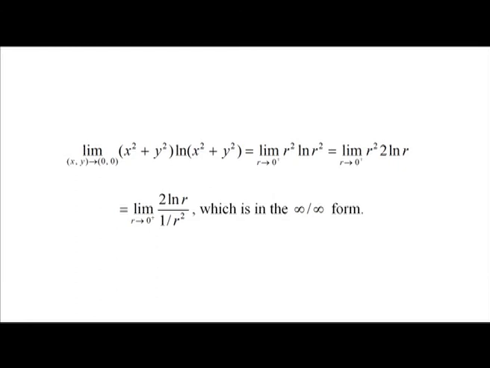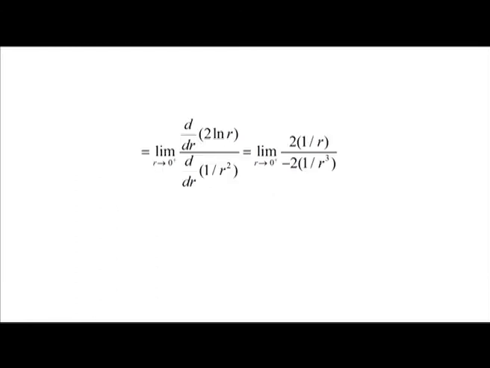Now, applying L'Hopital's rule, the above is equal to the limit as r approaches 0⁺ of (d/dr of 2 ln r) divided by (d/dr of 1/r²), which is equal to the limit as r approaches 0⁺ of 2 times (1/r) divided by −2 times (1/r³), which is equal to the limit as r approaches 0⁺ of −r², which is equal to 0.